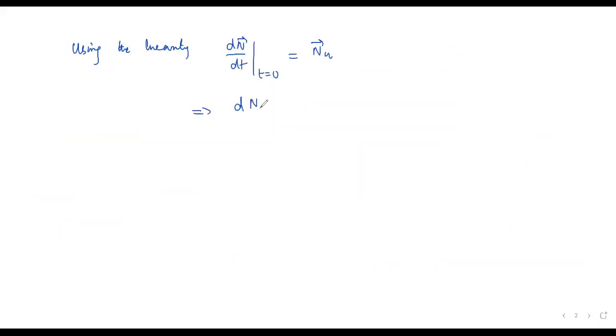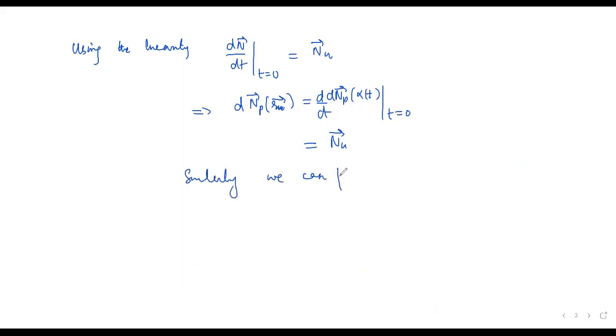So therefore dnp at ru, which is equal to dnp at alpha t d by dt evaluated at t equal to 0, is nothing but n sub u. Similarly, we can prove that by taking a curve whose alpha dash at 0 is equal to r sub v, another curve. Doing all this again, we will get dnp applied to rv is nothing but n sub v.